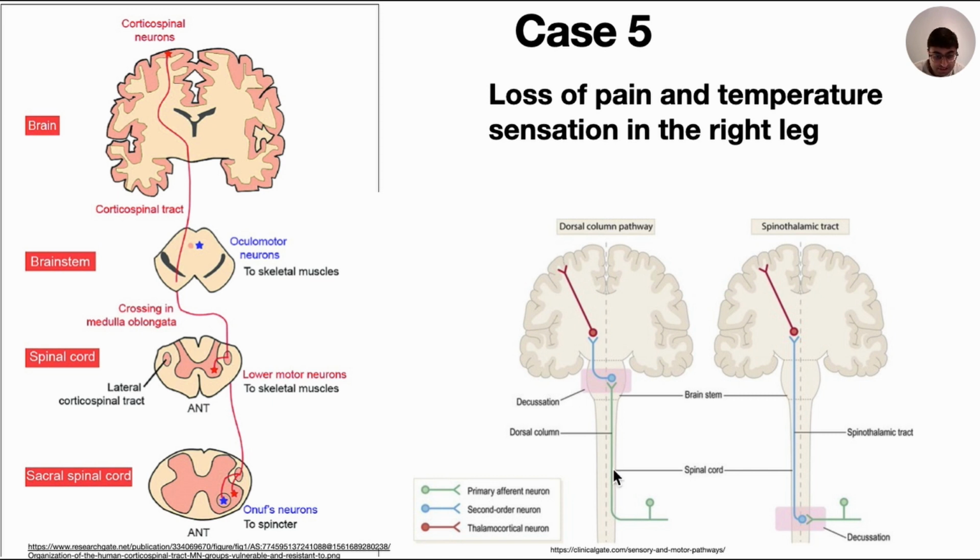Whereas if there was a lesion in the left side of the cord, that would cause loss of joint position sense from the left side of the body, because remember, it catches this dorsal column pathway running from the left side of the body up the left side of the cord, but it would catch the spinothalamic sensation running from the right side of the body. So the pain and temperature sensation from the right side of the body enters the cord, crosses over and runs up the left side of the cord. So a lesion on the left side of the cord would catch pain and temperature sensation coming in from the right side of the body. A left-sided cord lesion would catch the joint position sense coming in from the left side of the body.